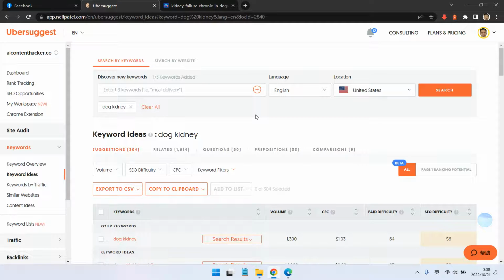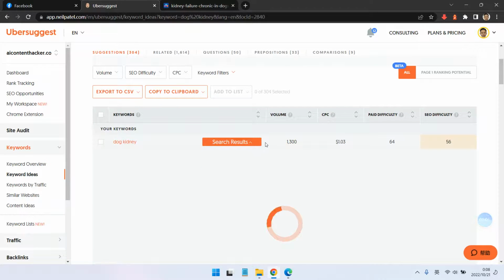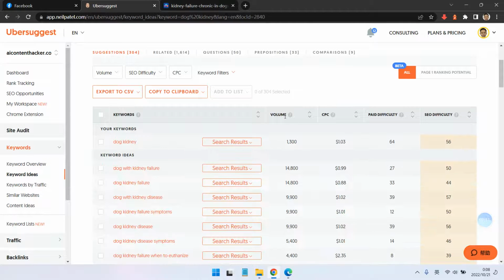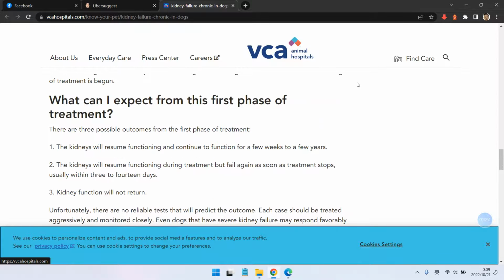part of this dog, right? Like its disease, its care, and maybe even the lung. So maybe let's try. Now we can see first, this is 1,300 search volume, but this one, dog with kidney failure, was 14,800, right? So the first one I already reviewed a little bit is published by VCA Animal Hospital.